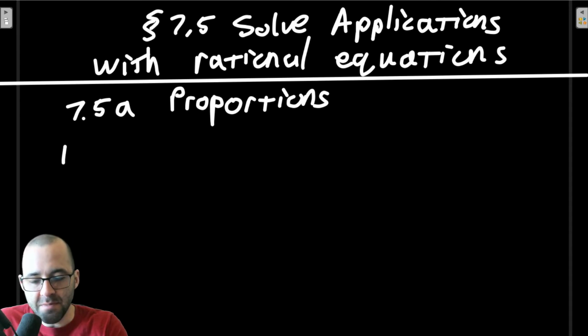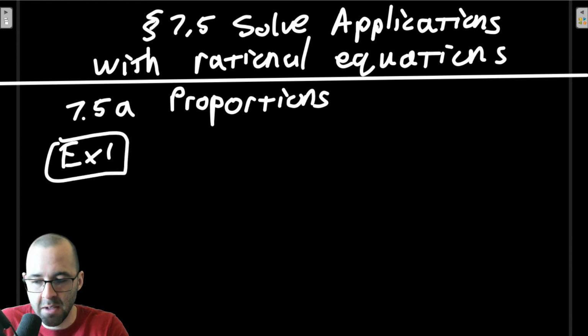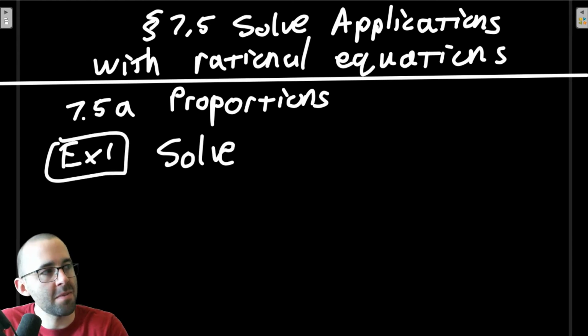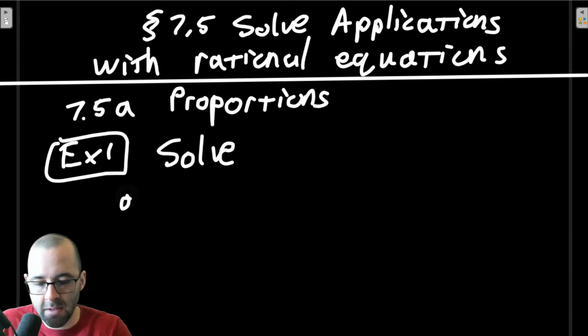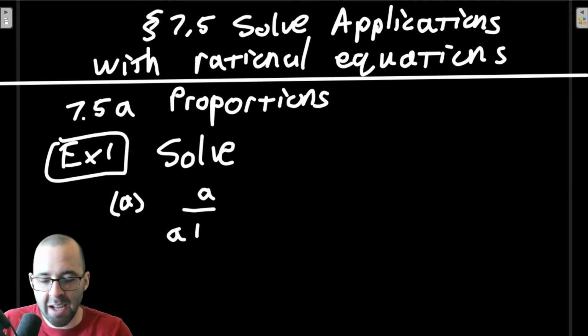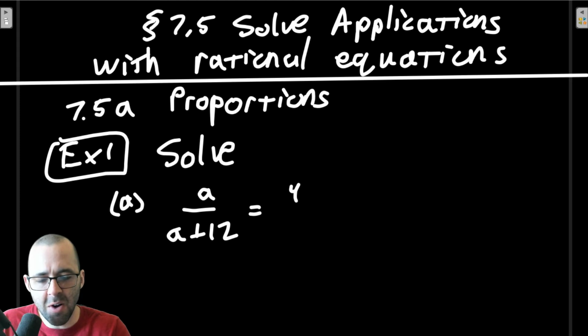All right, so we have some examples to do. We're going to solve some problems. Part A. Part A has A divided by A plus 12 equals 4/7.